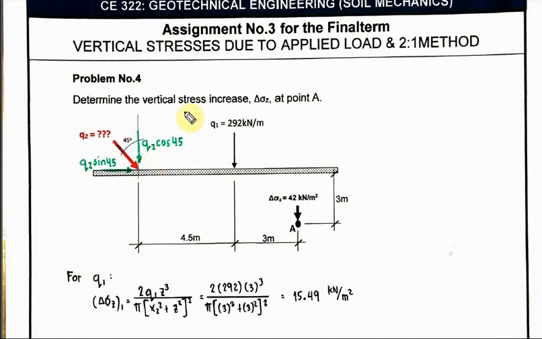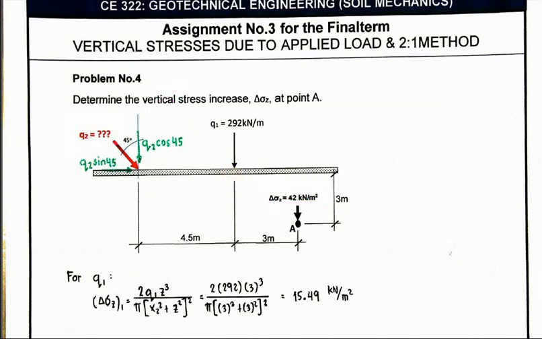So we have to find the vertical stress. Actually, it is not the vertical stress that we will find here. We were given the vertical stress, which is 42 kilonewton per square meter. So what we will find is Q2. So how do we solve for Q2?